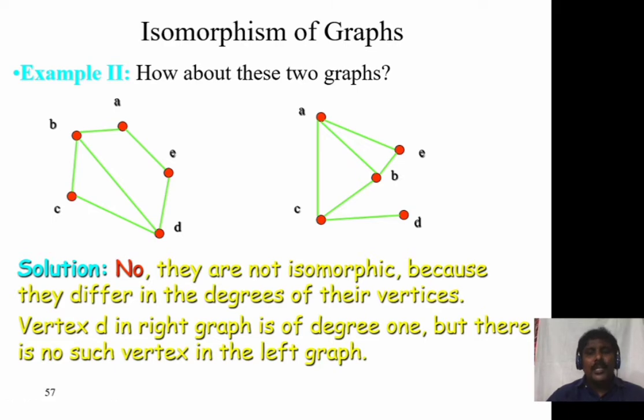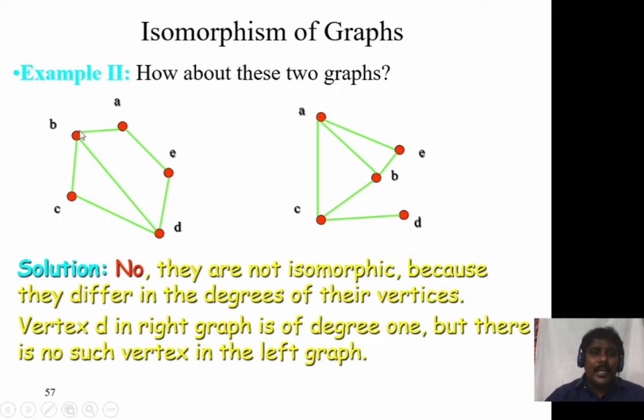If the first two conditions are satisfied, then we go to another condition and see whether they are isomorphic or not. So here he has said that they both are not isomorphic. Why are they not isomorphic? Because they differ in the degrees of vertices. So their degrees are different.